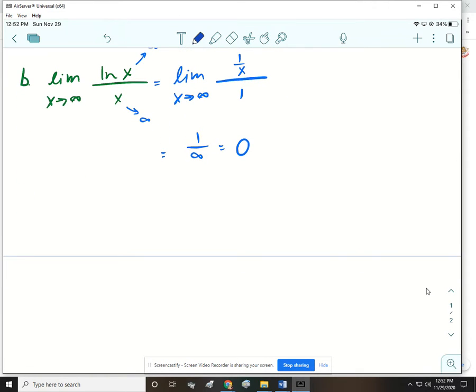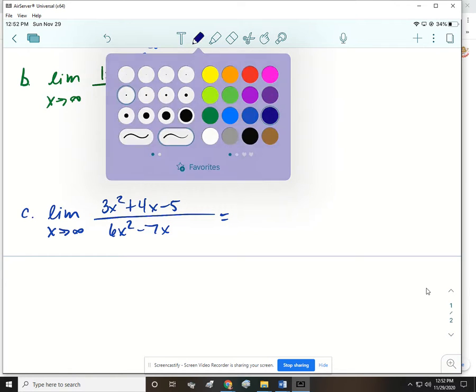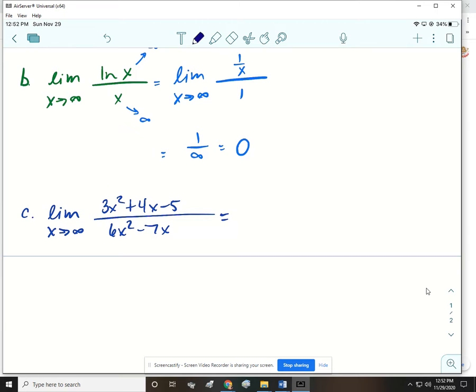All right, and let's look at c. For c, we have the limit as x approaches infinity of 3x squared plus 4x minus 5 over 6x squared minus 7x. Okay. So if I plug in infinity in the numerator, infinity squared plus a whole bunch of stuff is still going to be infinity, and the denominator is going to also be infinity. So I can find the derivative.